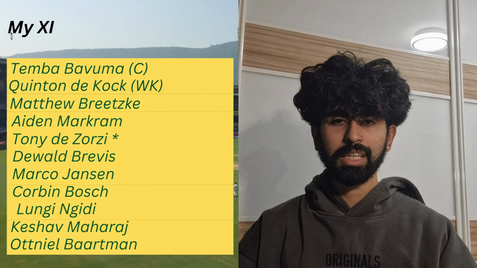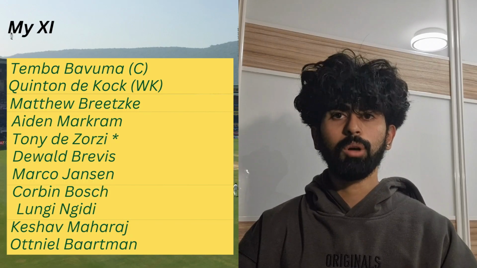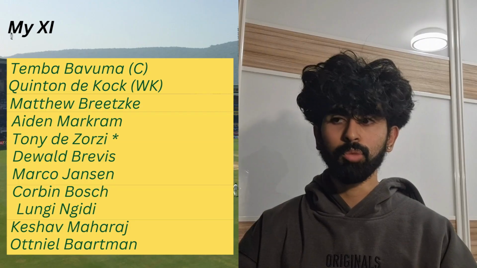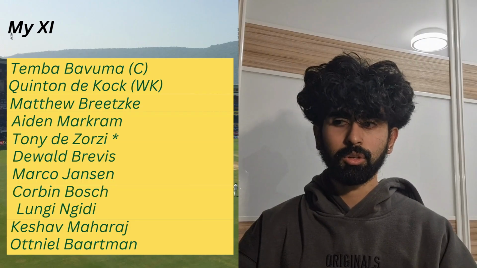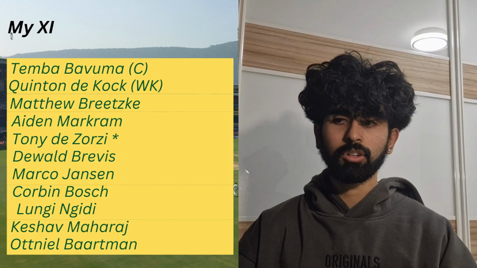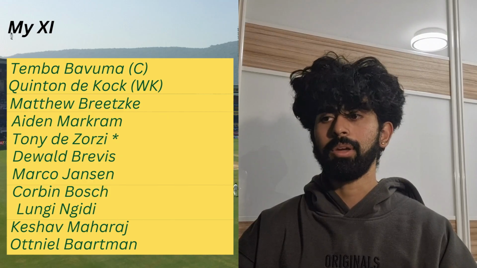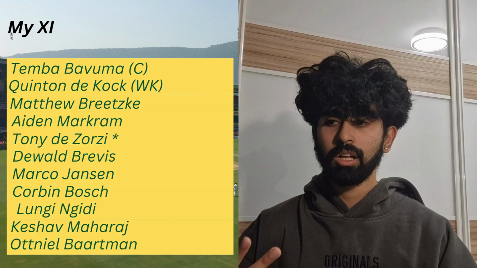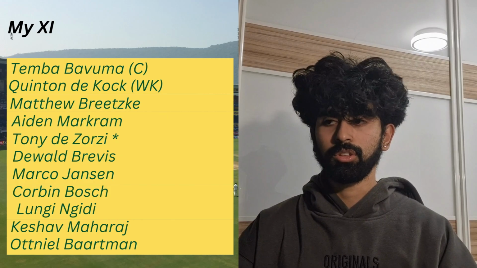And now for South Africa, I've made a positional change to this 11 because I think Markram is better off batting at number 4. He was doing that in the World Cup. Bavuma can open, where you've got Bavuma, Quinton de Kock, Matthew Breetzke, Aiden Markram, Tony de Zorzi, who may or may not play, Dewald Brevis, Marco Jansen, Corbin Bosch, Lungi Ngidi, Keshav Maharaj, or Nandre Burger.